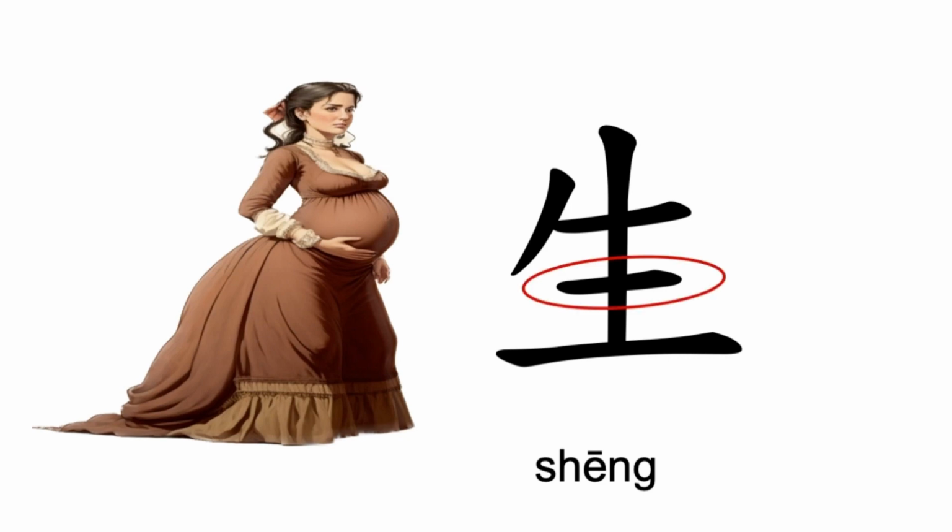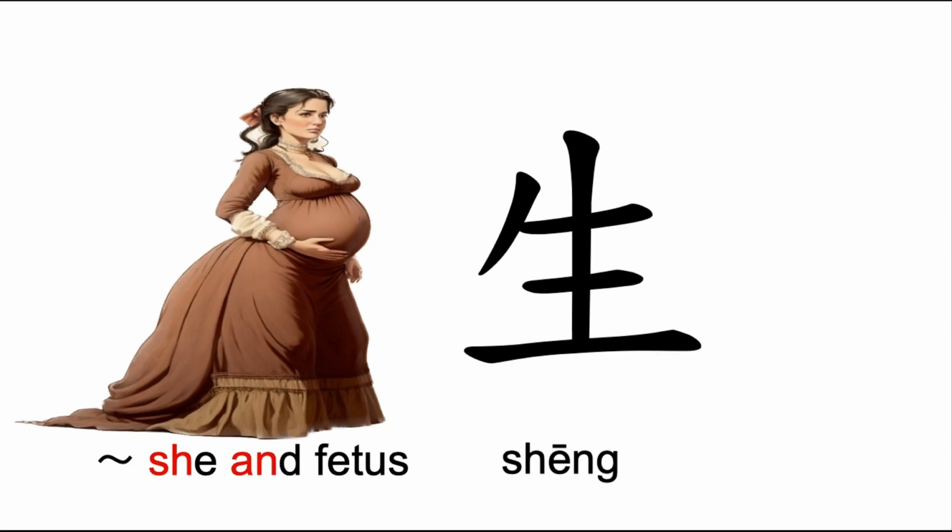The pronunciation of 生 is xing, which may pose a challenge for non-Chinese speakers due to its retroflex start. However, you can attempt to pronounce it by referencing the phrase she and fetus.